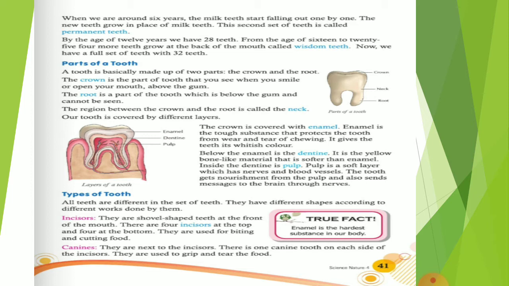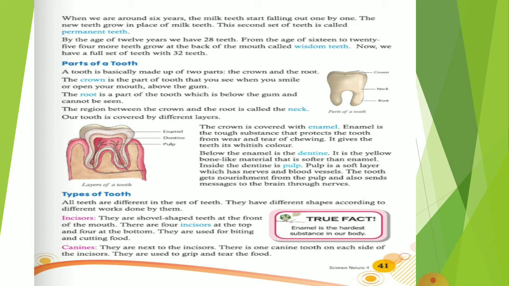In the last class we discussed the importance of teeth and the different types of teeth that we get during different stages of our life. So now we will discuss the parts of a tooth, the structure of a tooth. So let's start. A tooth is basically made up of two parts, the crown and the root.